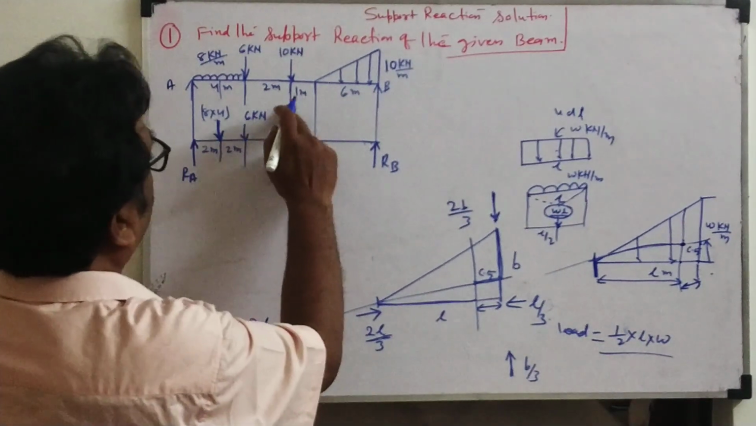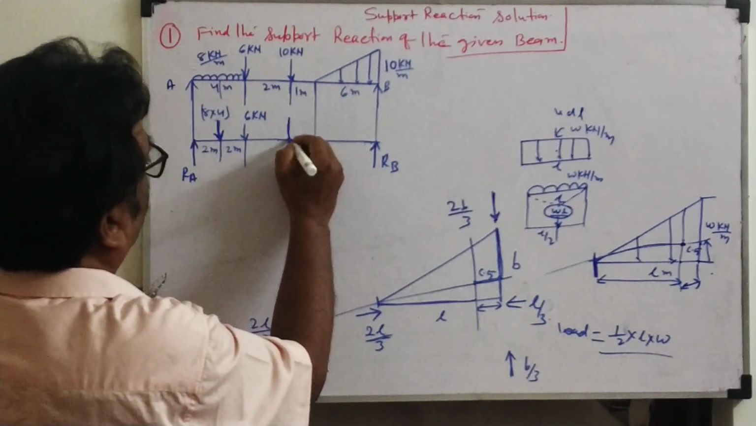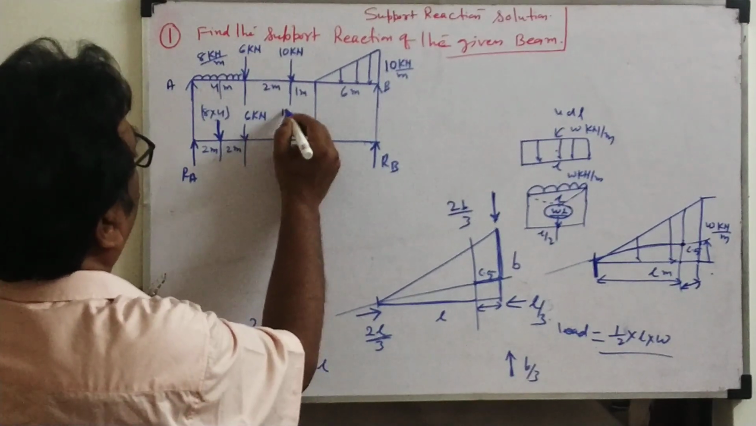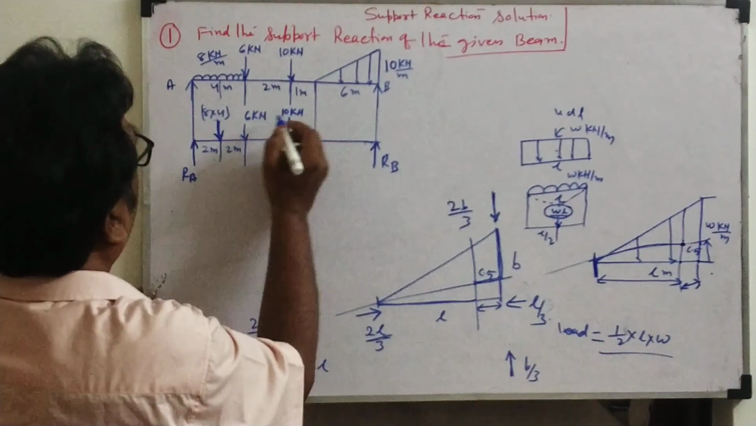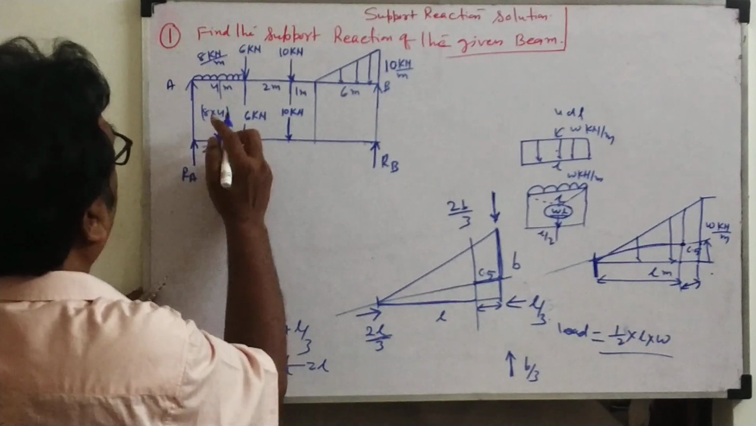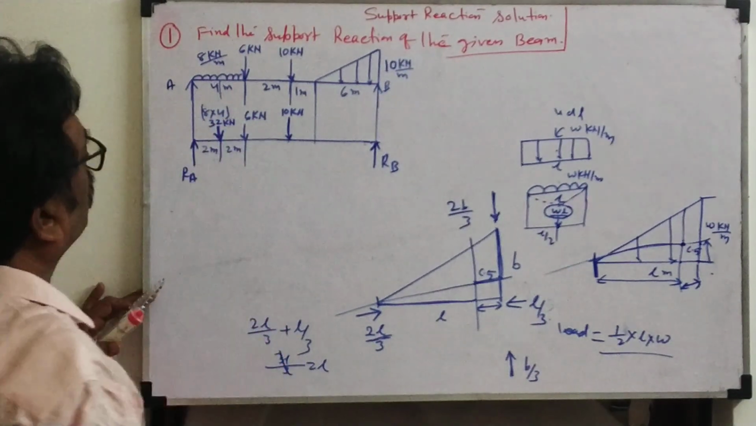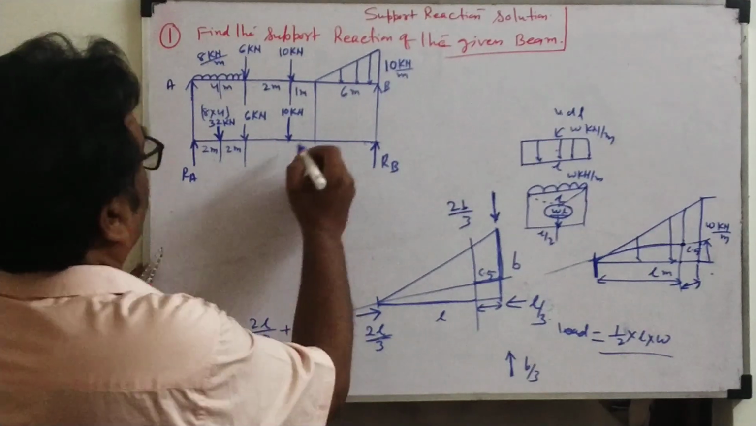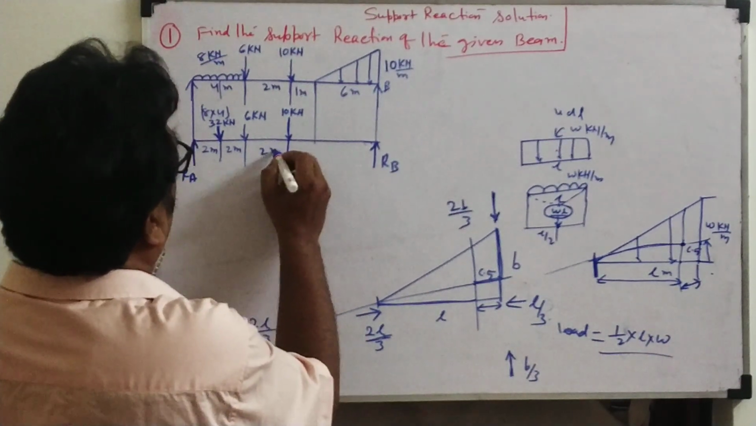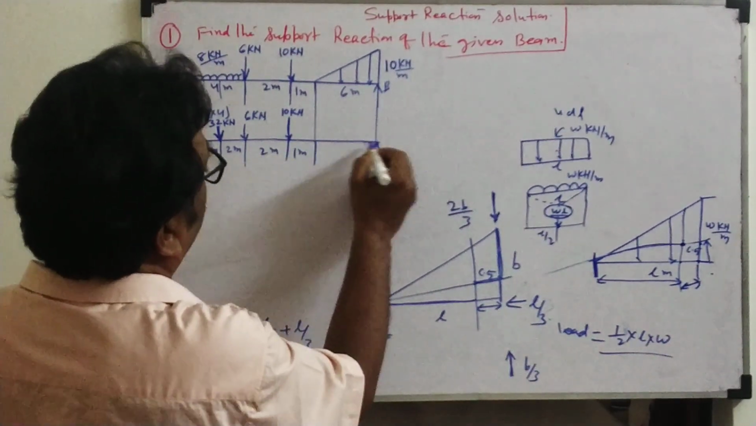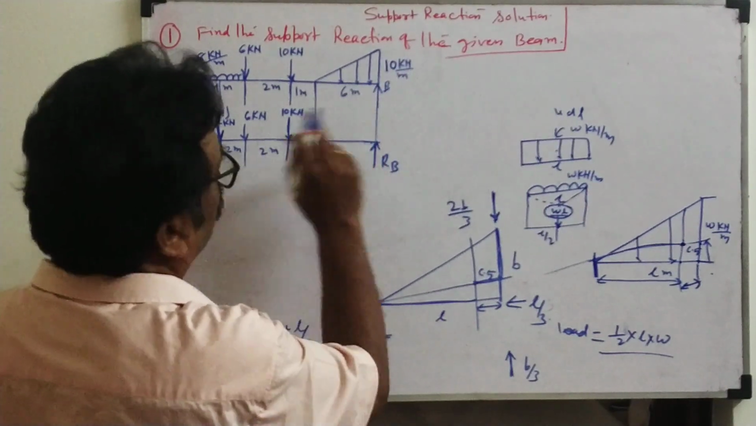Okay. Now this point load is as it is, right? 10 kilonewton. This will come to 32 kilonewton. Now this distance you write parallelly, 2 meter. This is 1 meter. This distance is 6 meter.